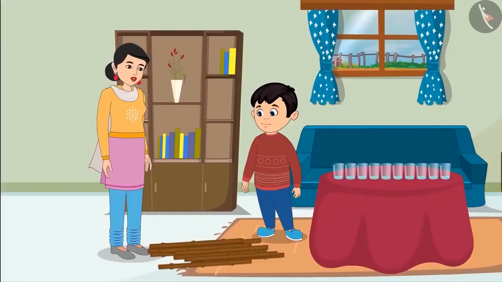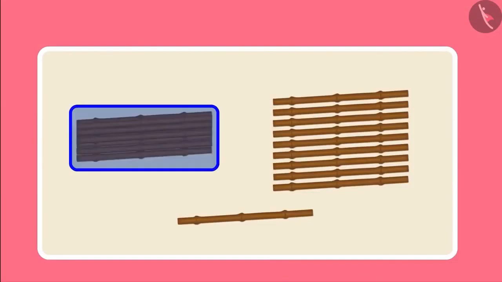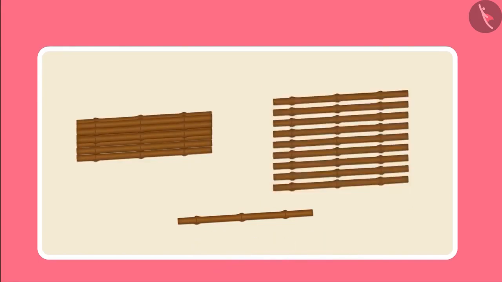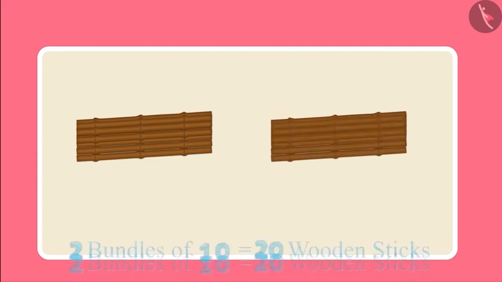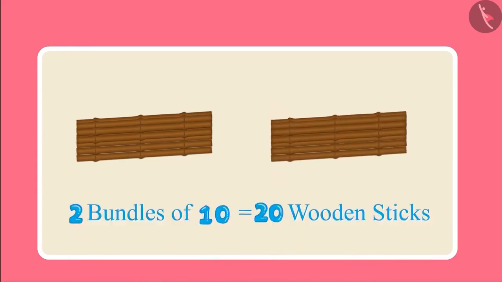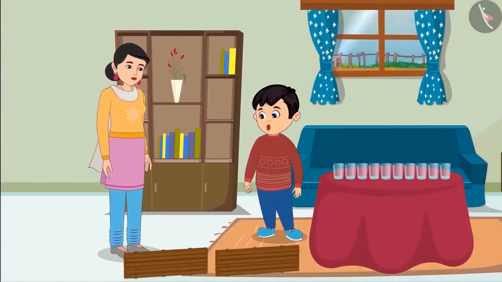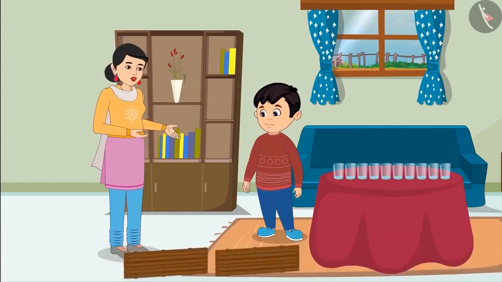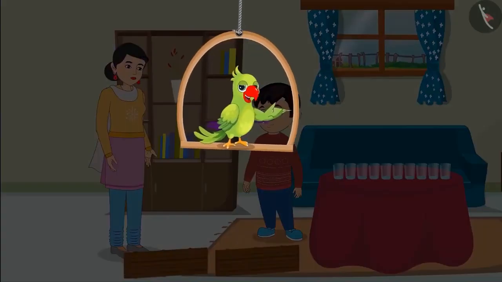sticks. So Choto, as soon as we have 10 objects, we make their bundle and count the other objects till 9. As soon as we get another wooden stick after 19, we make another bundle of 10, which gives us 2 bundles of 10. That means I got 20 wooden sticks. Yes, Choto, you are absolutely correct. Now go and wash your hands.